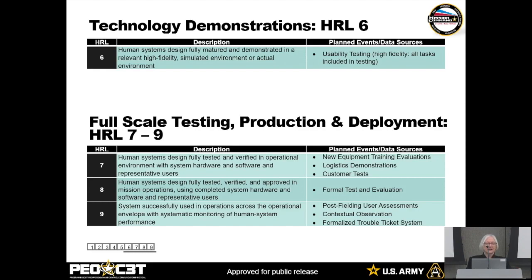And then 7 through 9, here you're really doing full scale testing with production and deployment ready systems. So here I would have done new equipment training evaluations, logistics demonstrations, customer tests, which are field experiments of using the equipment in a very realistic scenario. And then, of course, formal test and evaluation. And then post-fielding user satisfaction assessments, some more contextual observation, and the formalized trouble ticket system, finding out now that it's been deployed in the field and is being used, how can we improve it for the next software release?